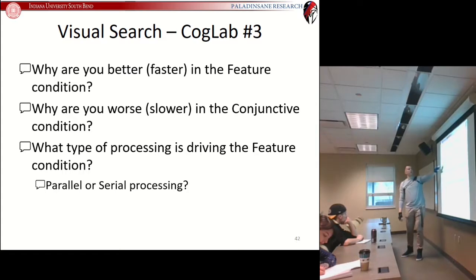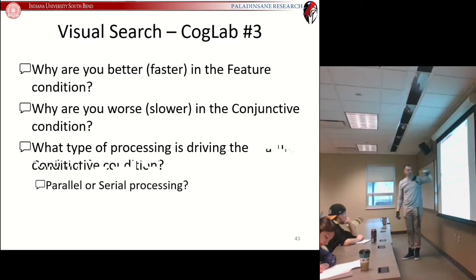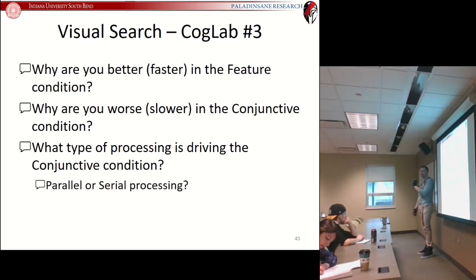So you are way faster in the feature condition because when you're looking for a single feature, we in our minds have a parallel processing mechanism that can handle that particular search. On the other hand, when you're doing a conjunctive search, where you have to look for 2 features, and that's the only way to distinguish the target, that is very clearly being done with a serial processor. We don't have a parallel processor in our mind that can look for those 2 particular features.